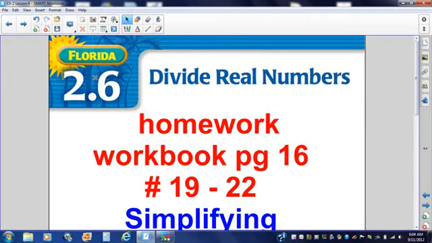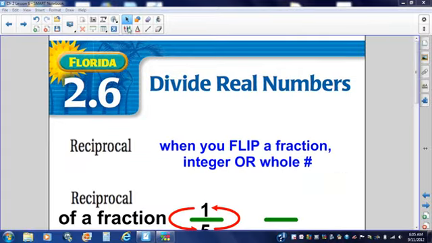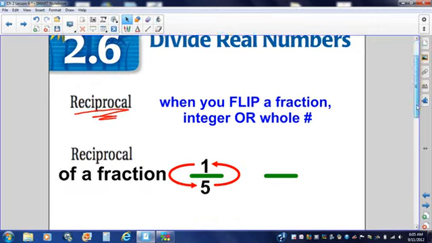Please write in your homework/notes spiral that this is lesson 2.6, divide real numbers. Please write the vocabulary word reciprocal in your spiral. Reciprocal is when you flip a fraction, integer, or whole number. And we have a couple examples for you to write down.